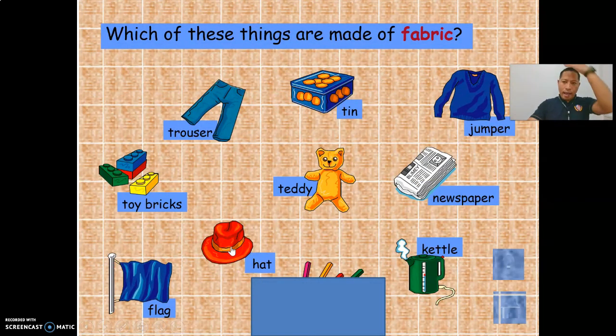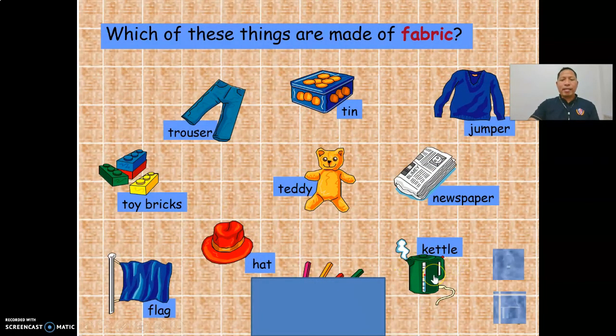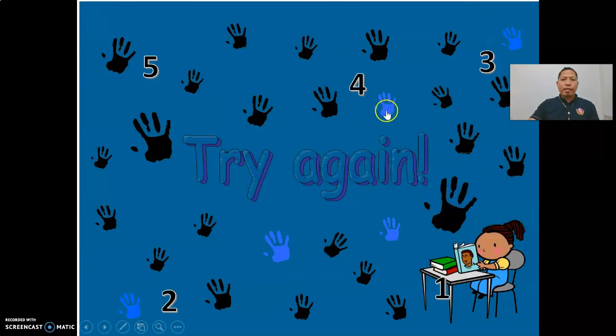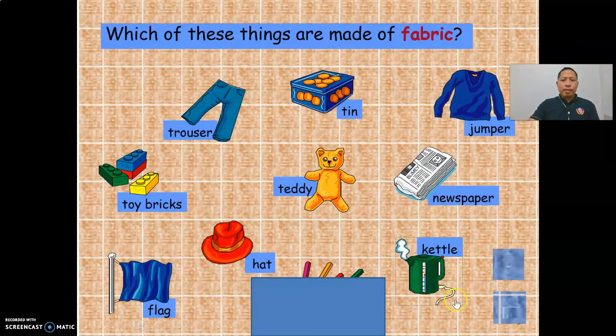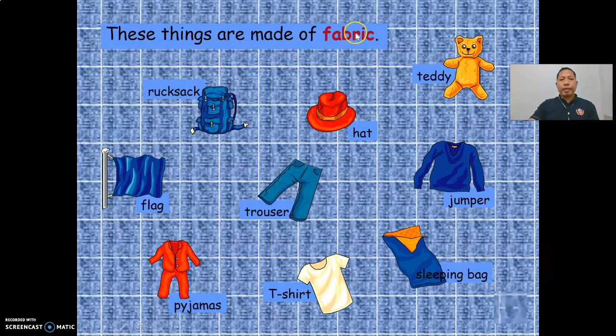How about the hat? Three, two, one. Good. Next. How about the kettle? Yes or no? Fabric. Three, two, one. So, these things are made of fabric: rucksack, bag, flag, pajamas, trouser, hat, teddy bear, jumper, sleeping bag, and t-shirt, like this t-shirt.